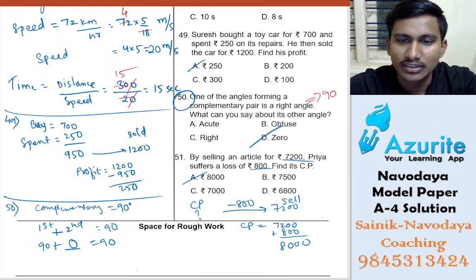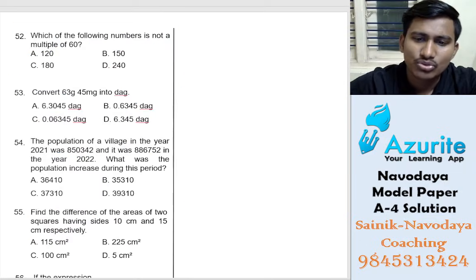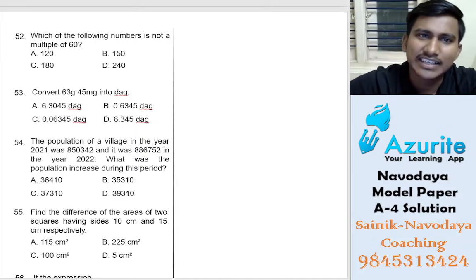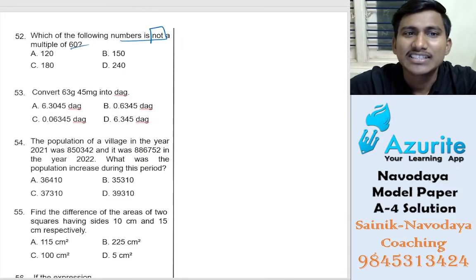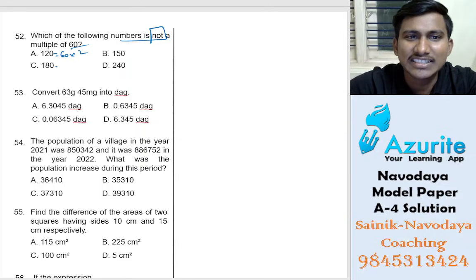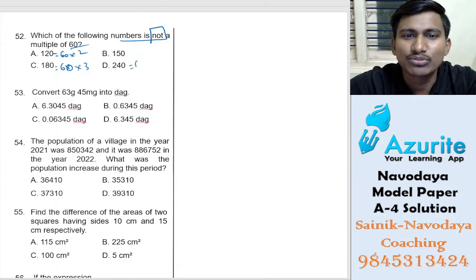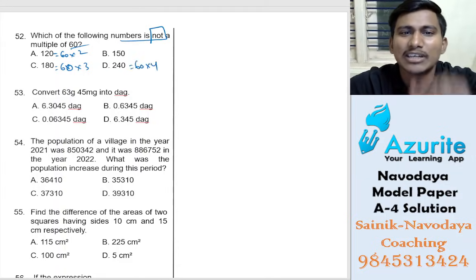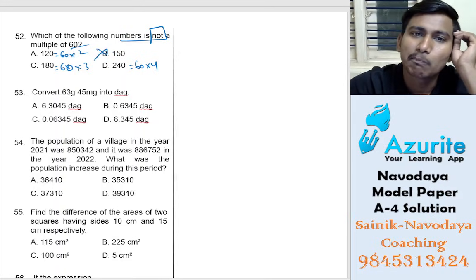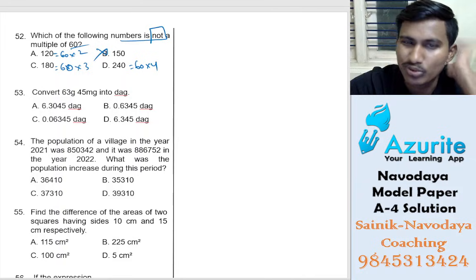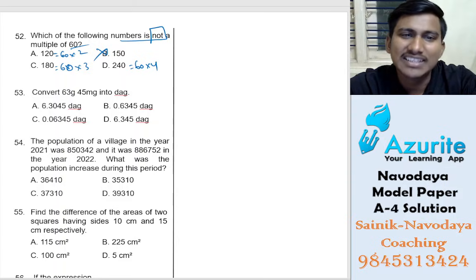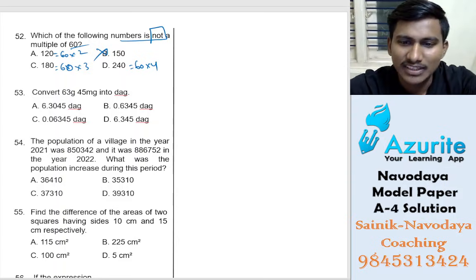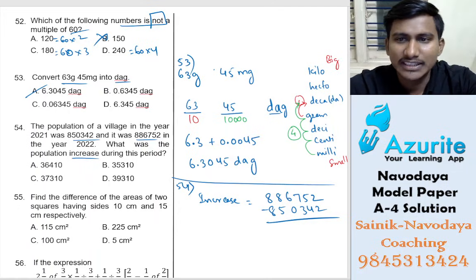51 question. Understand? So 52 is very easy, right? Which of the following numbers is not a multiple of 60? 62 is 120, 63 is 180, 64 is 240. These are all multiples. 150 will not come, right? So that is not a multiple of 60. Okay, option B is the answer here. Understand? Yes. Next, 53 question, students.